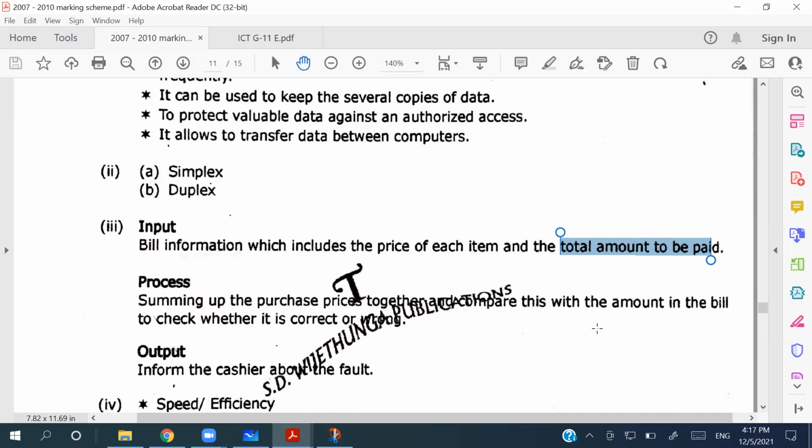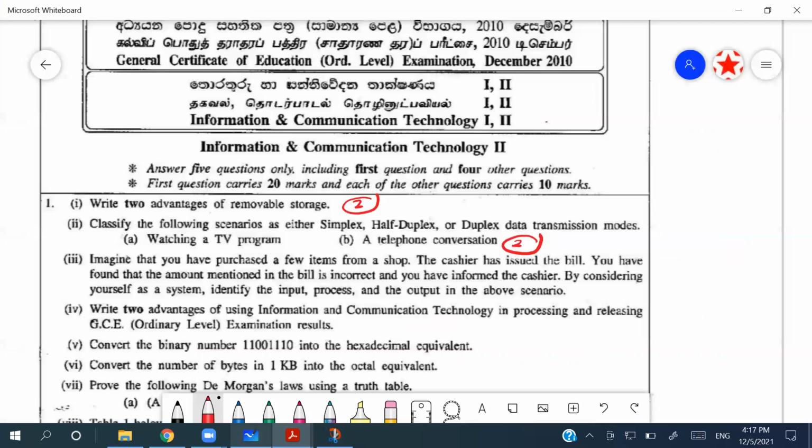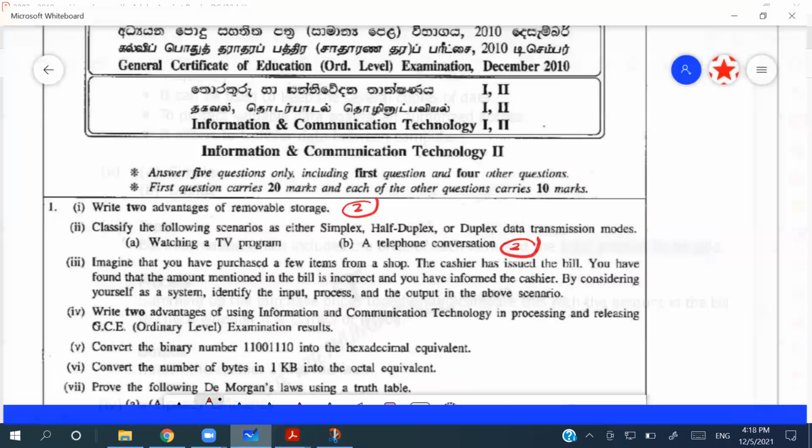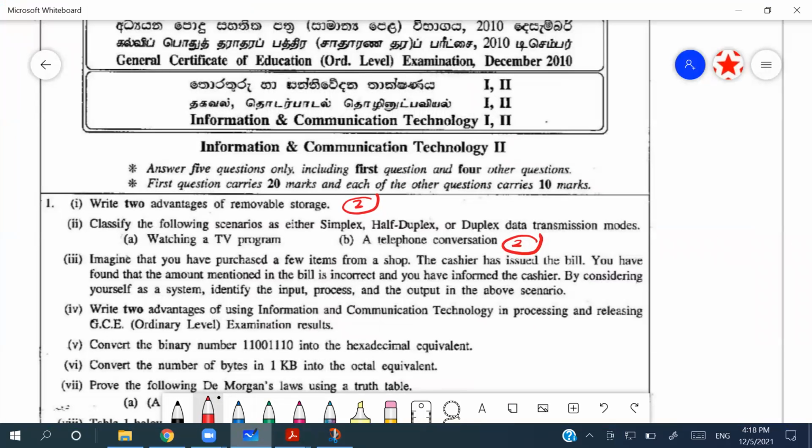Hold on, people, hold on. Yeah, I was thinking about the, I think I have messed up the question, people. Imagine that you have purchased a few items from the shop, the cashier has issued the bill, you have found that amount incorrect. Yeah, it is not that clear. Summing up the purchased items' prices together and comparing this with the amount in the bill to check whether it is correct or wrong. Yeah, now it's better, the question came up in a clearer manner, people.